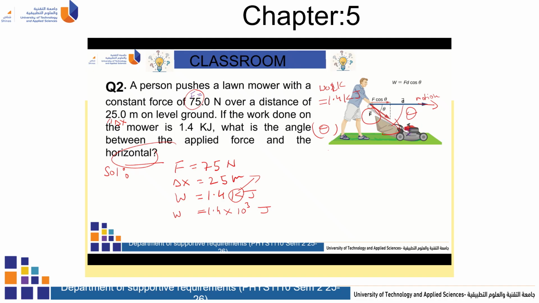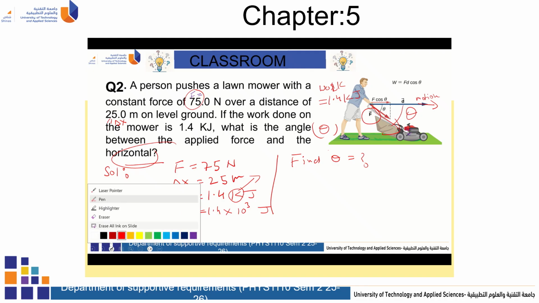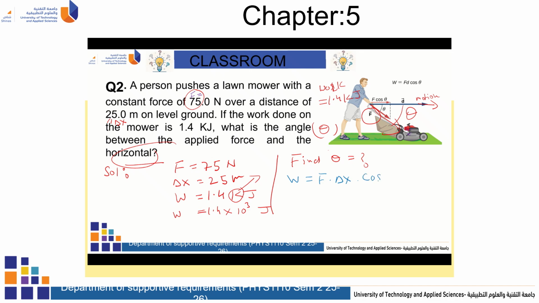And what we have to find is the angle, the value of the angle between the force and the displacement, or the horizontal direction. So we have to use the formula for the work, and the formula for the work is W equals F multiplied by the displacement and multiplied by cosine theta.